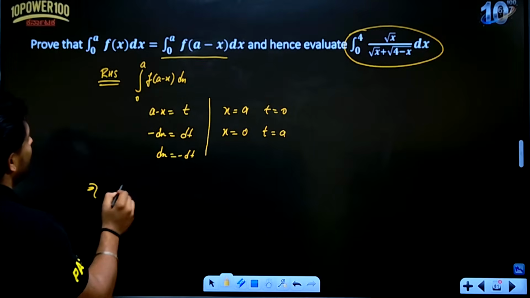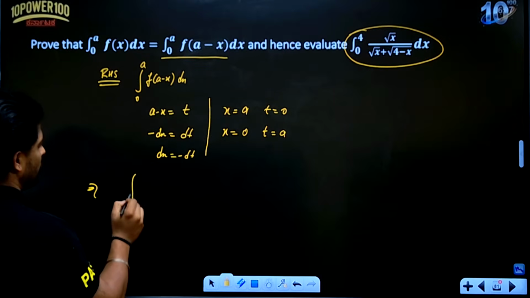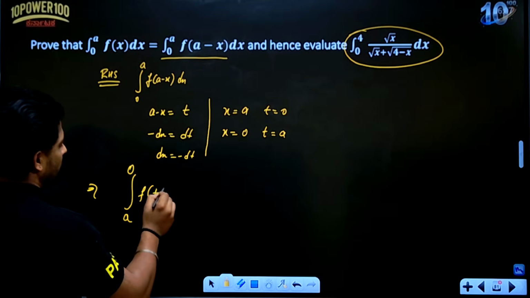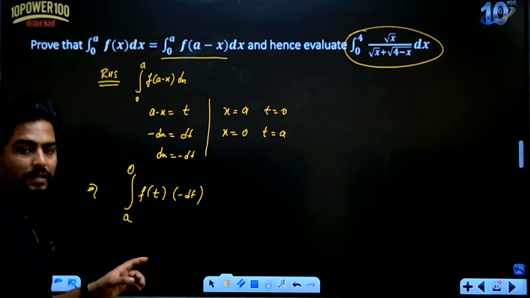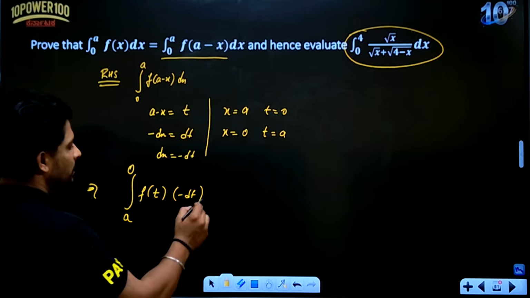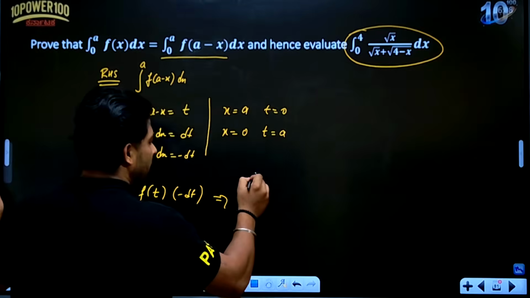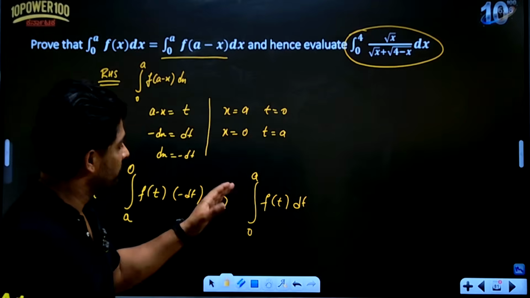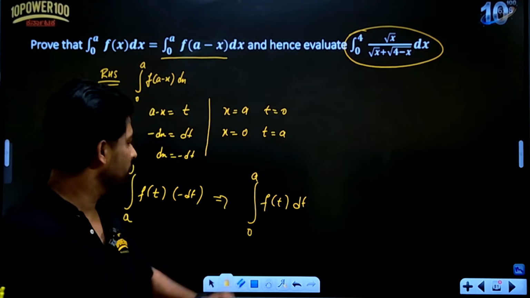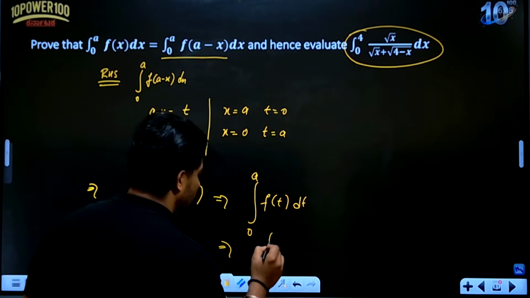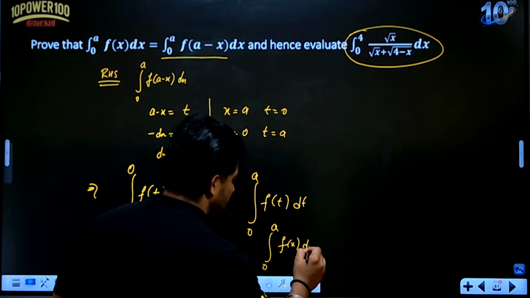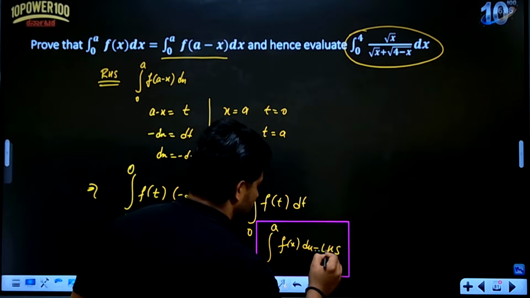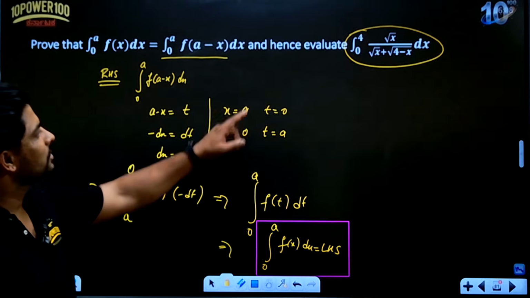Now if I substitute, it is a to 0 f of t into minus dt. We have learned this in the second property: the minus flips the limits, so it becomes 0 to a f of t dt. Now by using the first property, we can change t to x, anything we want. So we can write this as 0 to a f of x dx. This is the RHS, so we have proved the LHS. That's all the proving part.